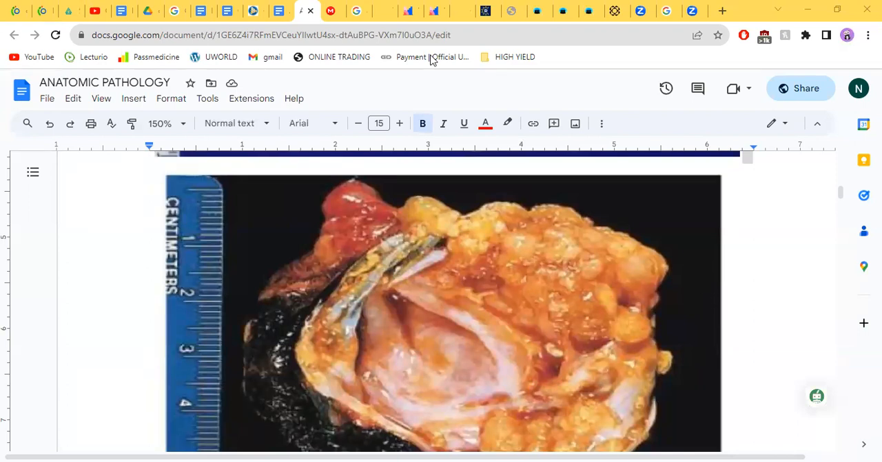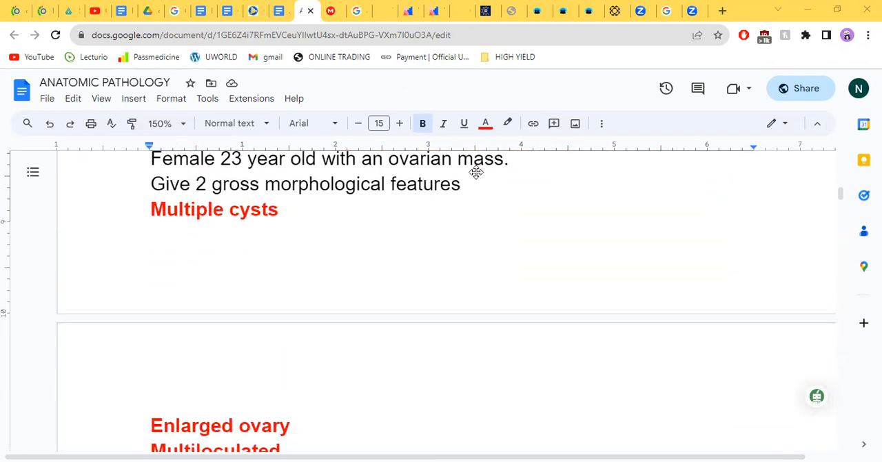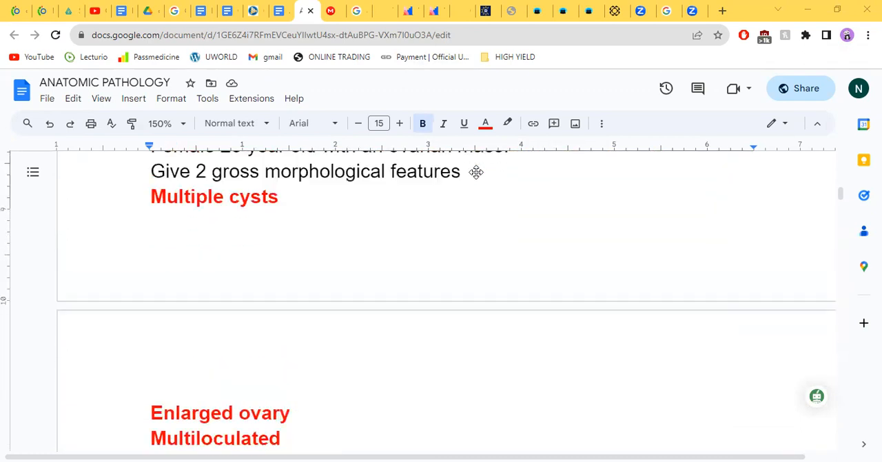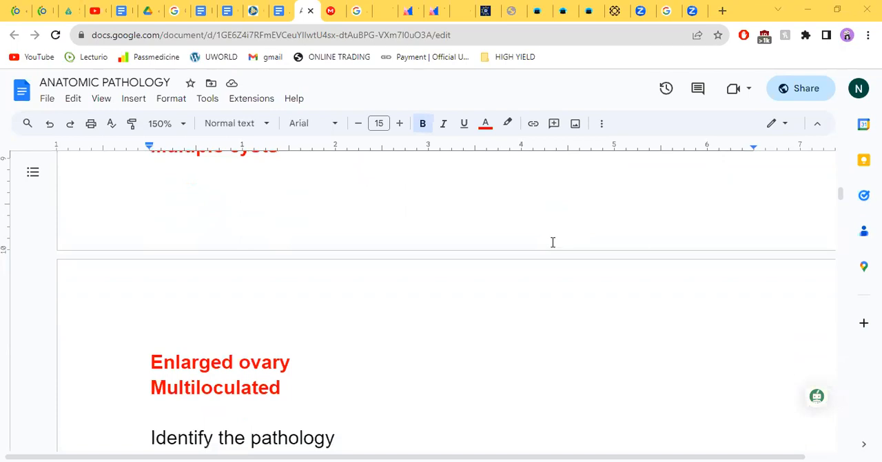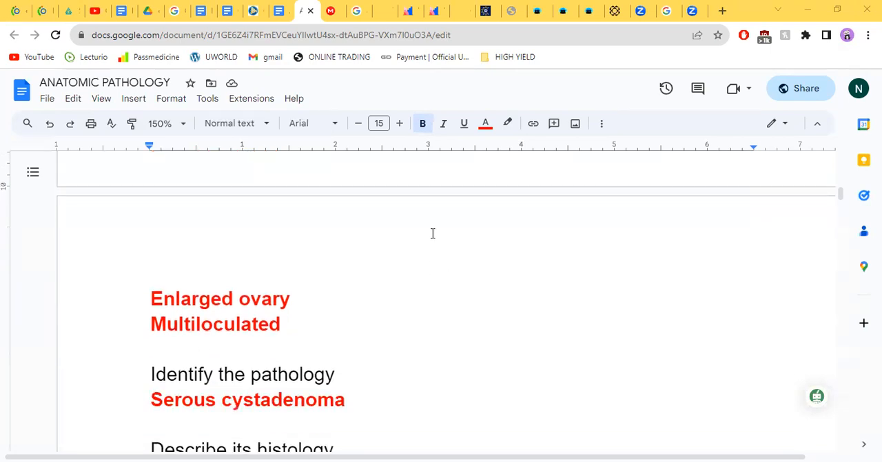Now, what are the questions? A 23-year-old with an ovarian mass. Give two gross morphological features. So we've said multiple cysts present. Let's move down. Enlarged ovary and grape-like vesicles, yeah, and multiloculated. Someone said multiple compartments, was it? Yeah, so you guys are correct and your descriptions are very on point.